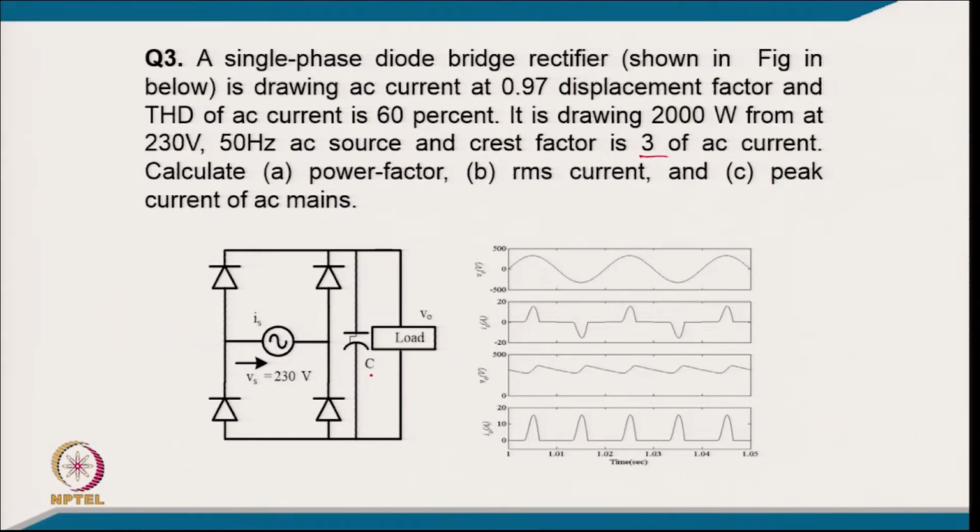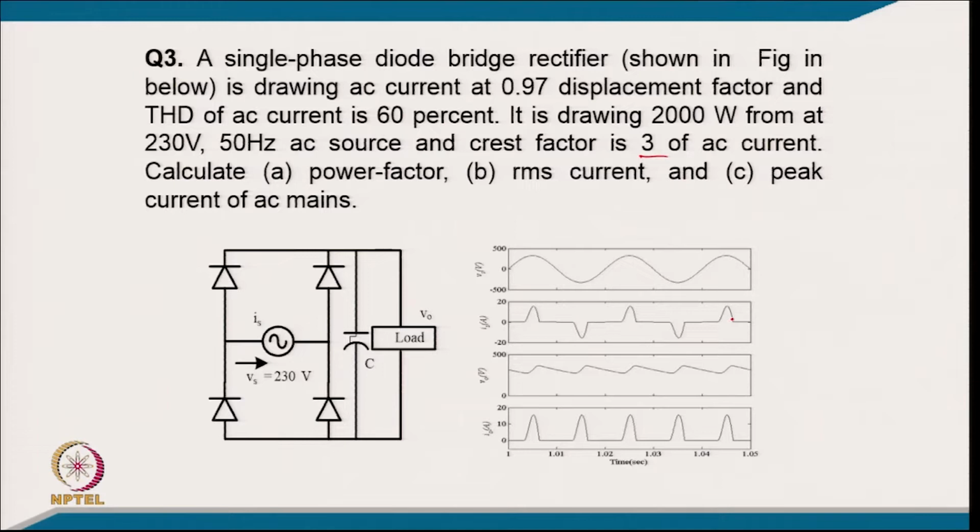So, you can see here the capacitor is there, and you will be drawing this kind of current only for the duration when the AC supply voltage is more than the capacitor voltage. You will be drawing the current for a very short period when the capacitor is getting charged, and this is the load current. So, it will be drawing current only for a short period. So, you can see this kind of current.